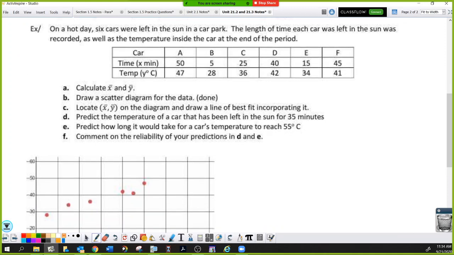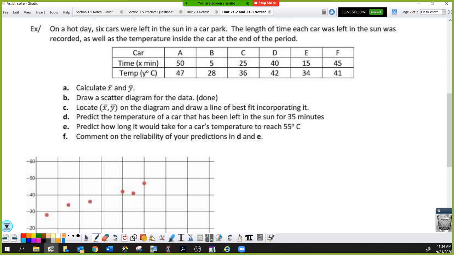So on a hot day, 6 cars were left in the sun in a car park, meaning a parking lot. The length of time each car was left in the sun was recorded, as well as the temperature inside the car at the end of the period. So we have 6 cars, time in minutes, and temperature in Celsius, because IB.